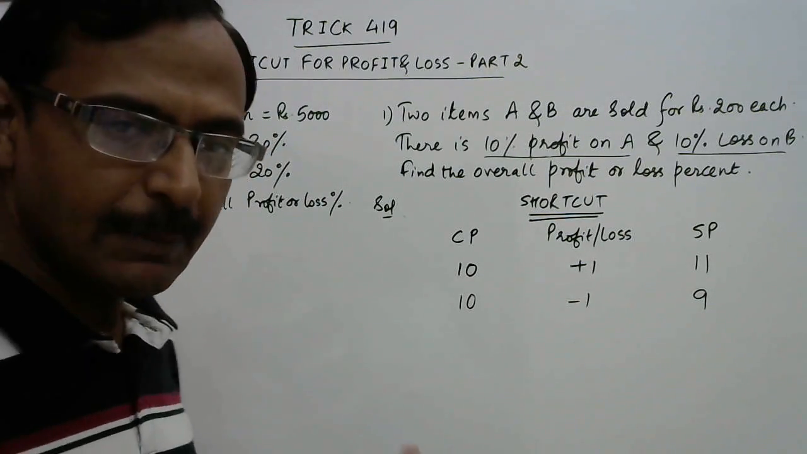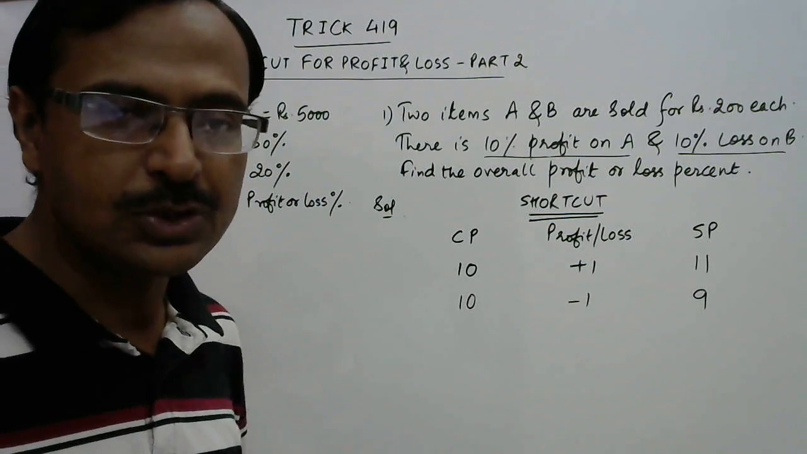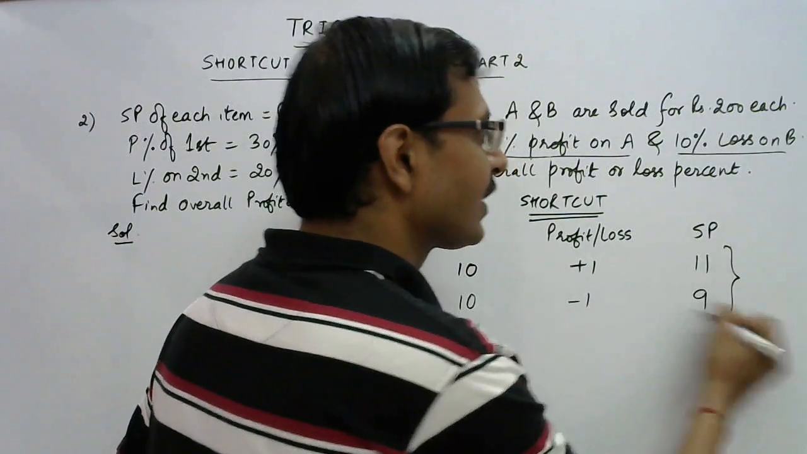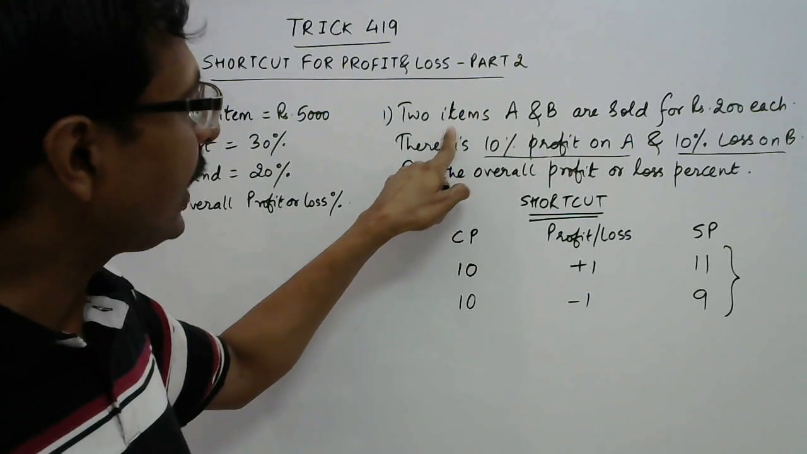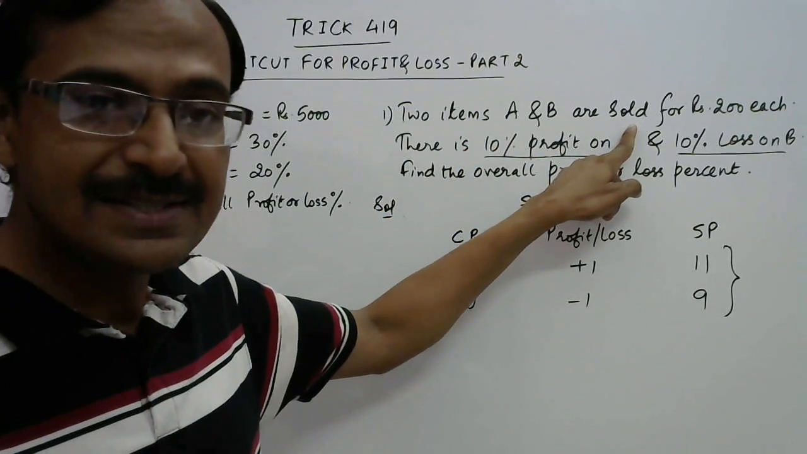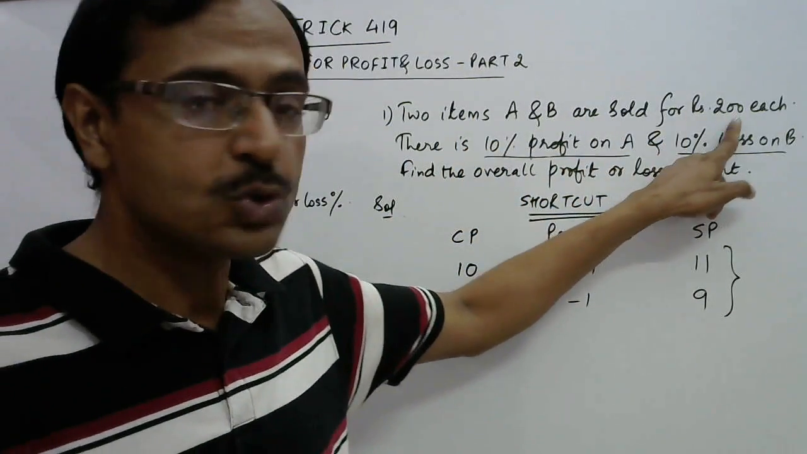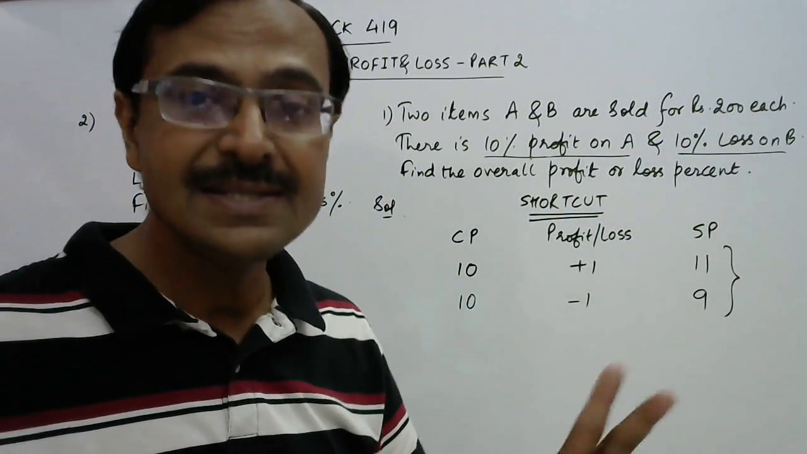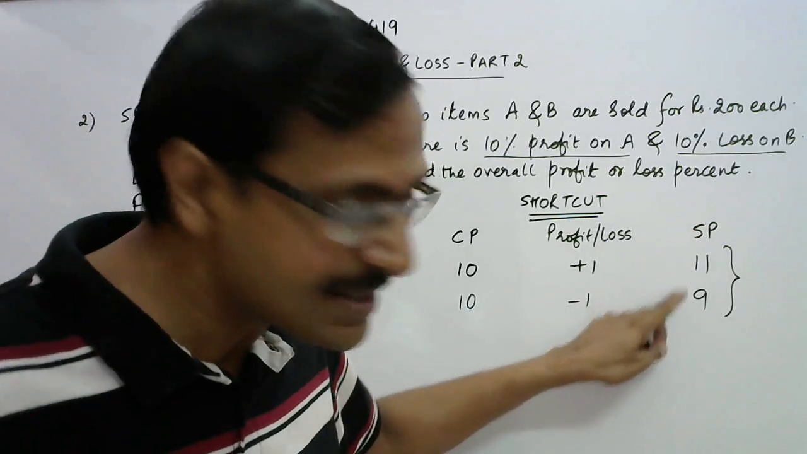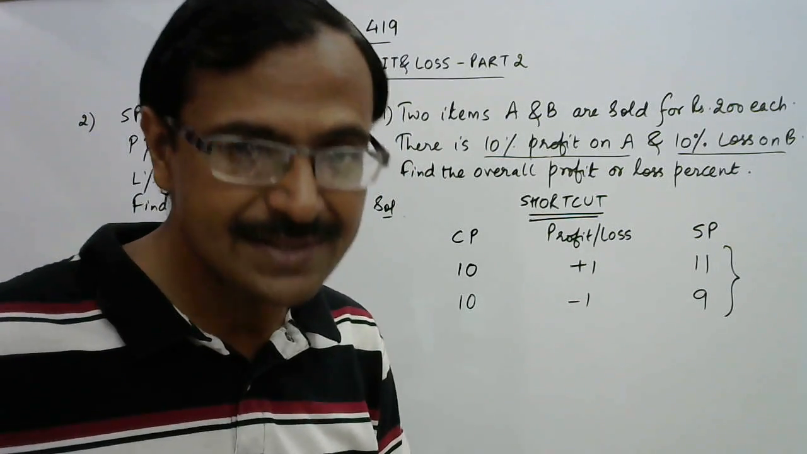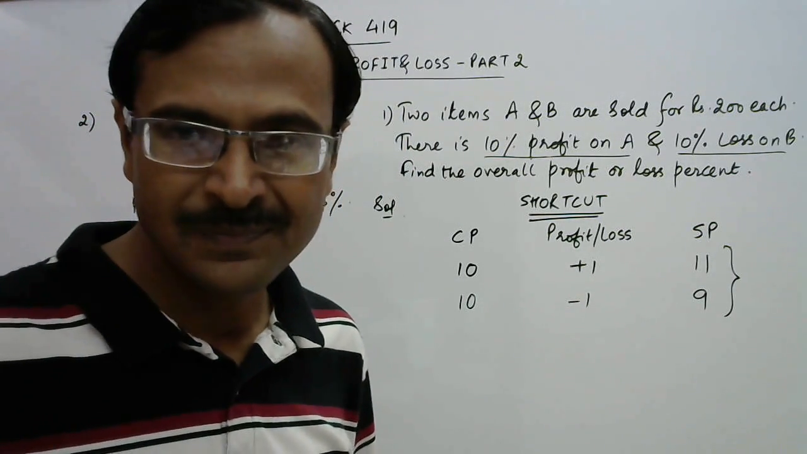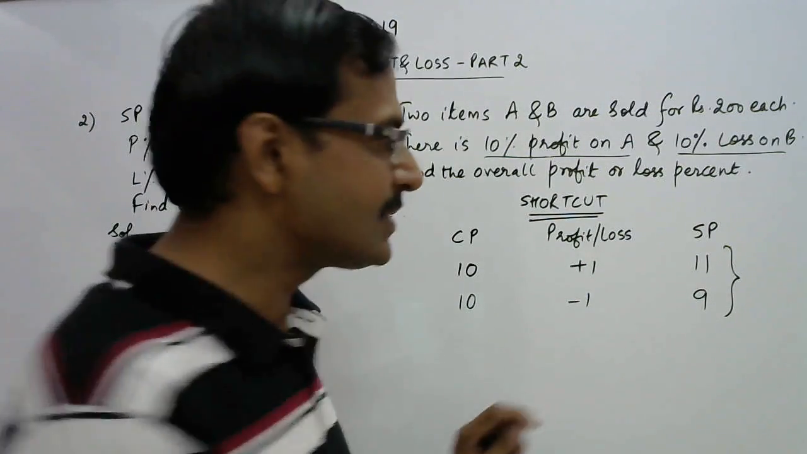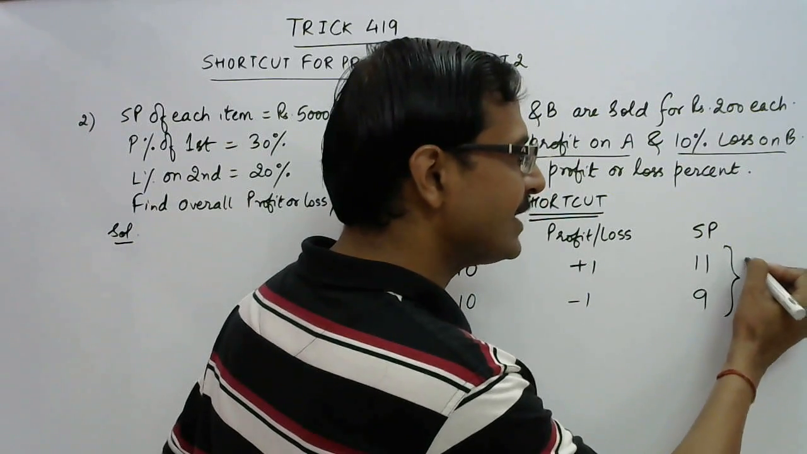Once this table is obtained, what you need to do is to equalize these selling price. Now see, two items A and B are sold. That means the selling price for rupees 200 each. That means the selling price of the two items is same. But here the selling price is different. So we need to equalize these selling prices. So for equalizing these two numbers, what we do is, here we have 9, so multiply this by 9.